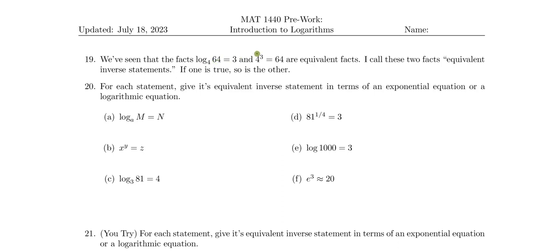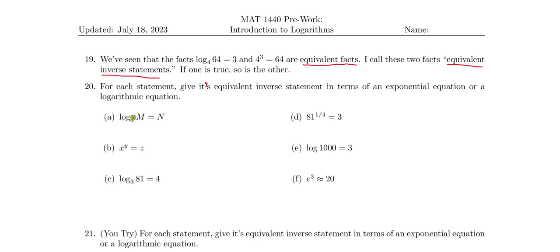3, and that 4 to the third power is equal to 64. We could call these equivalent facts. I call these two facts equivalent inverse statements. So in these problems here, I'm giving you a statement, and I'd like you to give the equivalent inverse statement in terms of either the exponential equation or logarithmic equation.